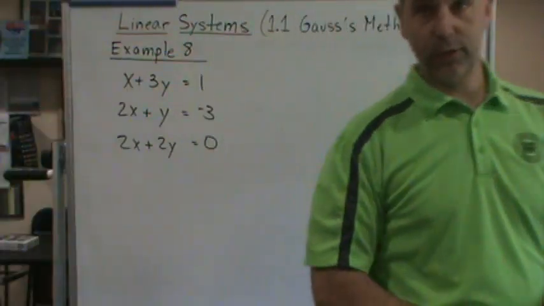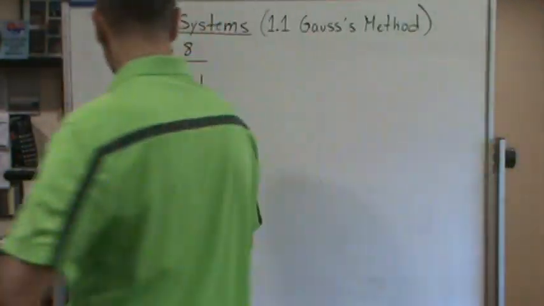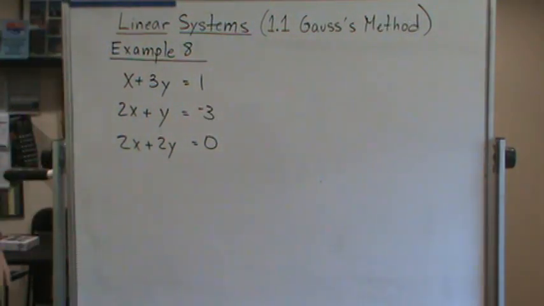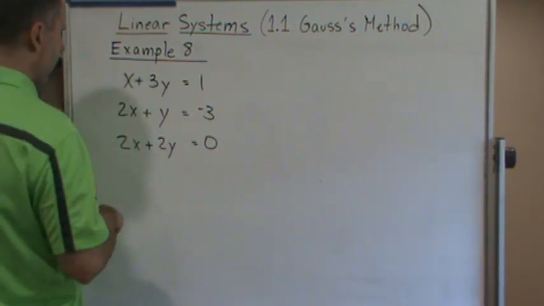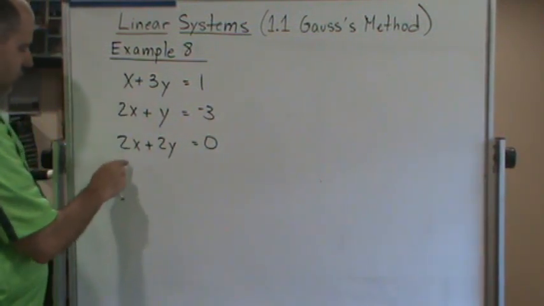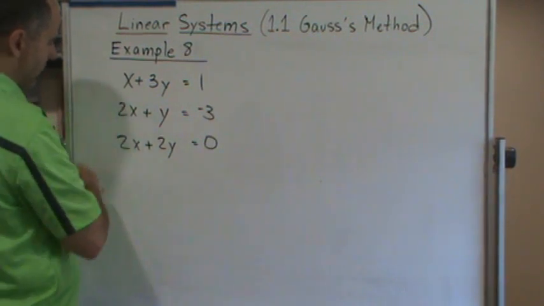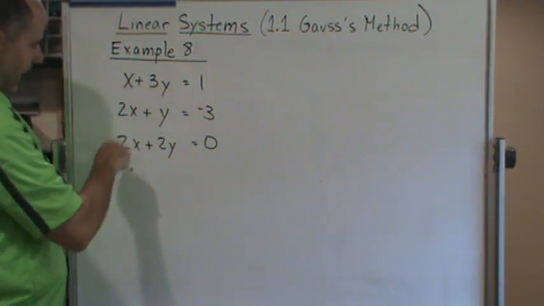Okay, so let's do another example here. Again, notice we've got three equations with two unknowns. Let's see what happens when we do our elementary reduction operations, our EROs. Again, I'm going to eliminate these two variables by multiplying by -1 here and then adding these.